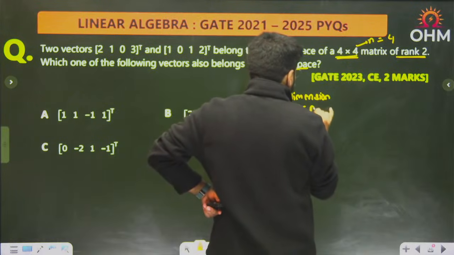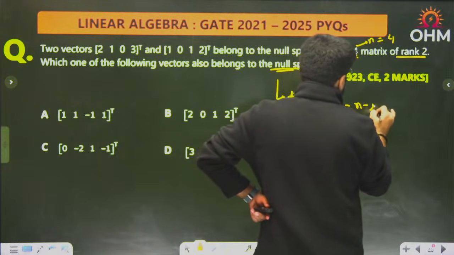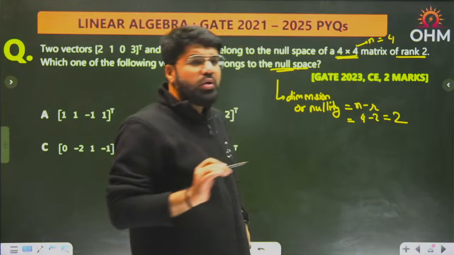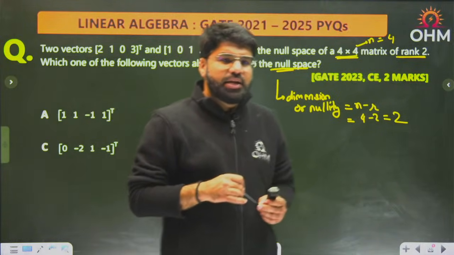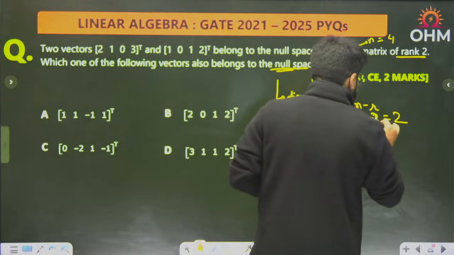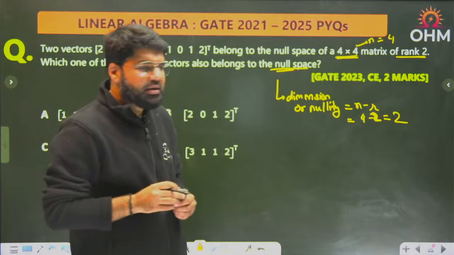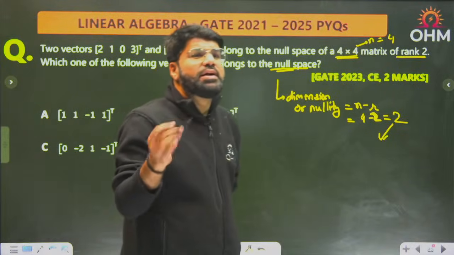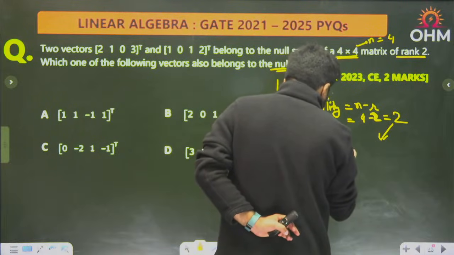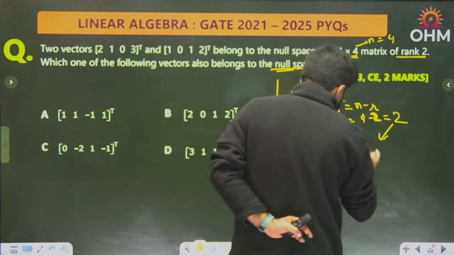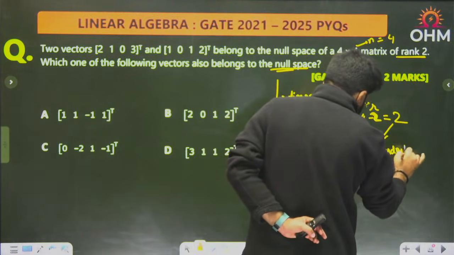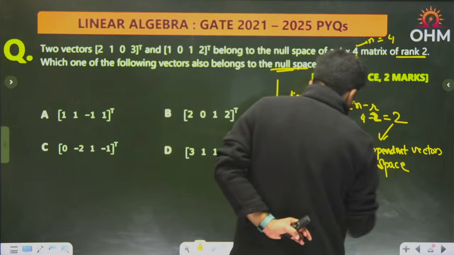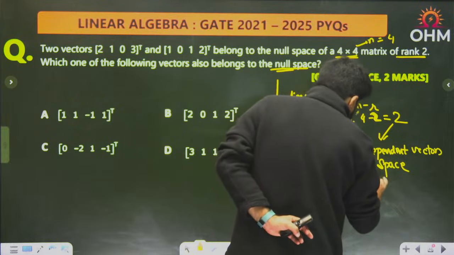The dimension, also known as nullity, is given by the formula n minus rank of the matrix. N is 4, rank is 2, so 4 minus 2 will be 2. Now, when I say dimension is 2, I also mean, listen to me, what is the meaning of dimension of null space? How many independent solutions, how many independent vectors? So only 2 independent vectors, rest all dependent.